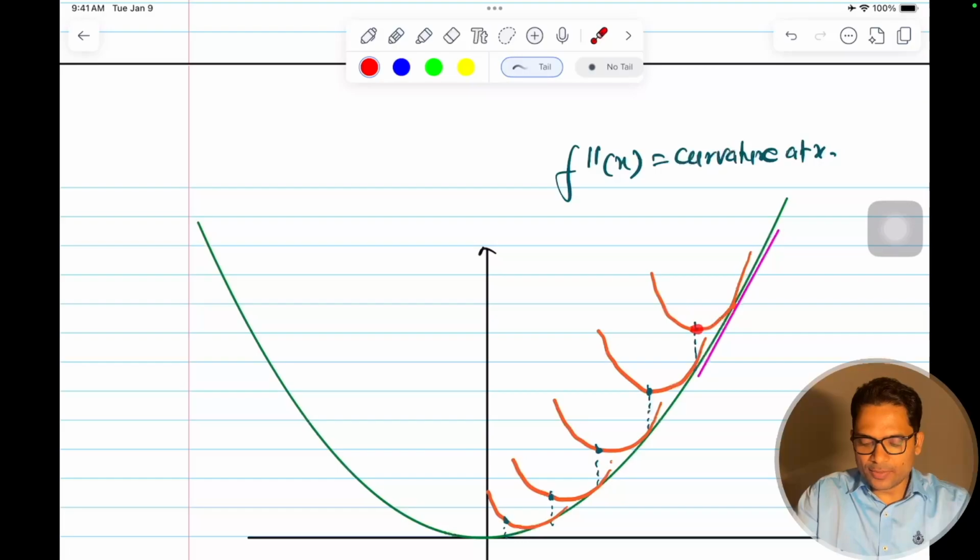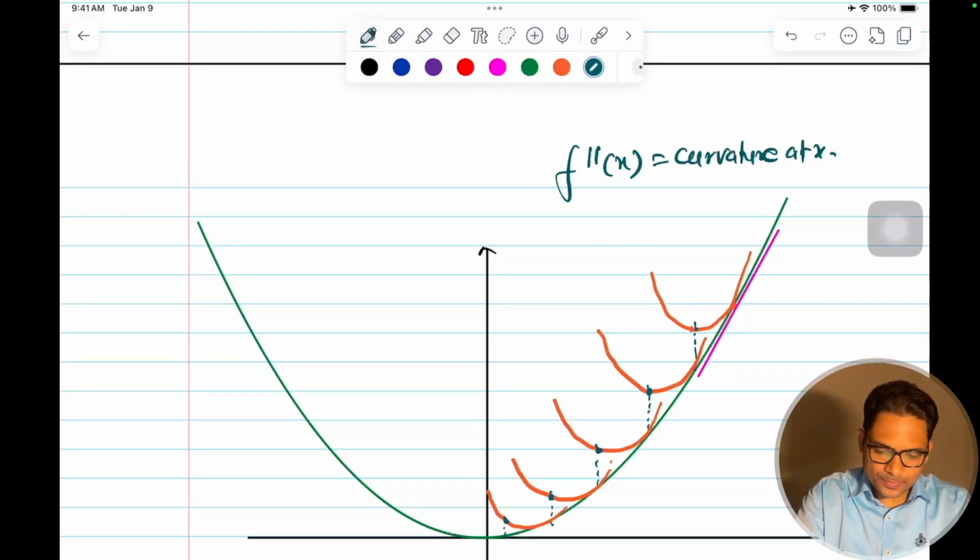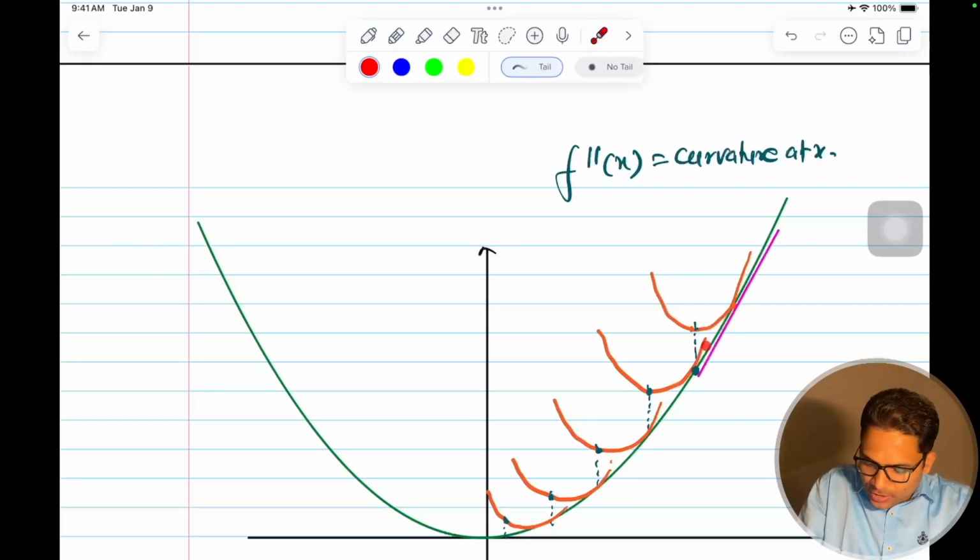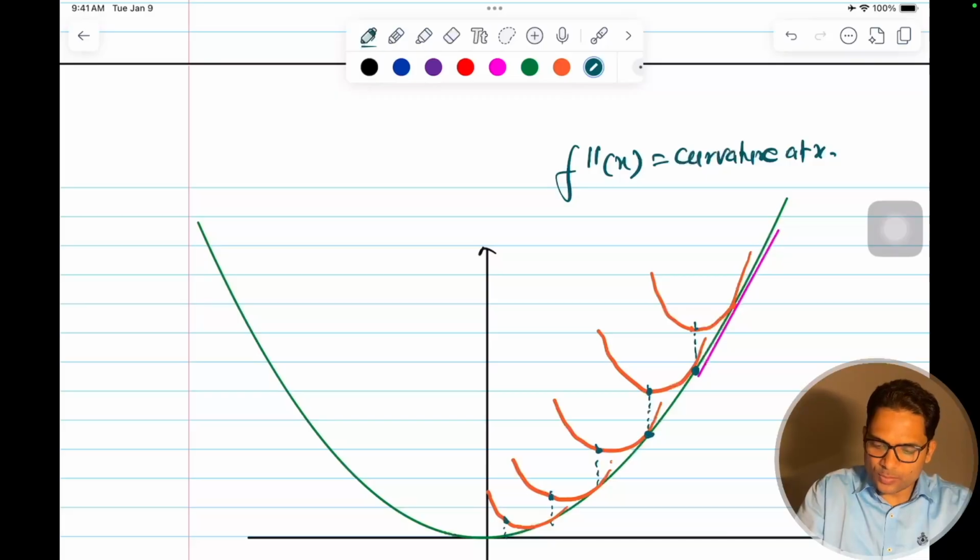So this is my minimum of the parabola, and now if you come back to this curve, you have reached here. Again at this point, using the curvature, I'll create another parabola, and I will go to the minimum of that parabola, reach here, and then go to the bottom of the parabola, and this will give me the next point.